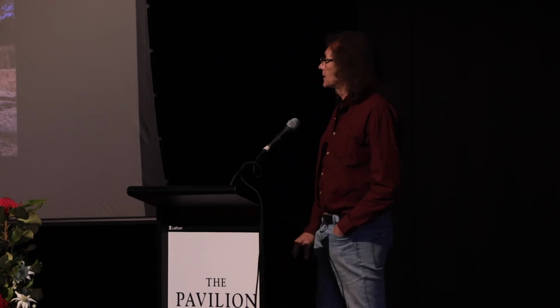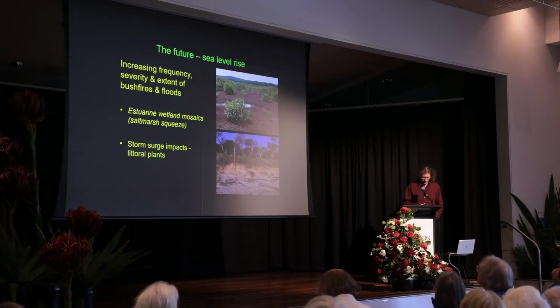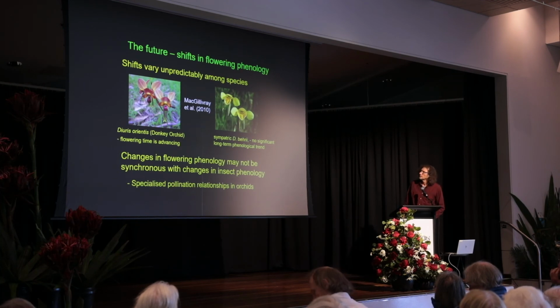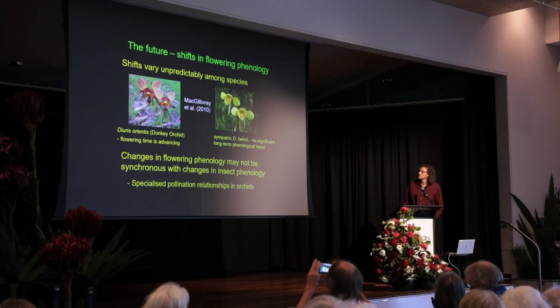Sea level rise is another one that we often don't think about, but it has implications for invasion into salt marshes, squeezing the salt marsh up against the hills. And so there's quite a lot of concern about salt marsh, and of course also erosion of the coast from storm surges that are getting higher and higher and fiercer. And that has implications for littoral rainforests like this one at Royal National Park, which is quite an important little patch.